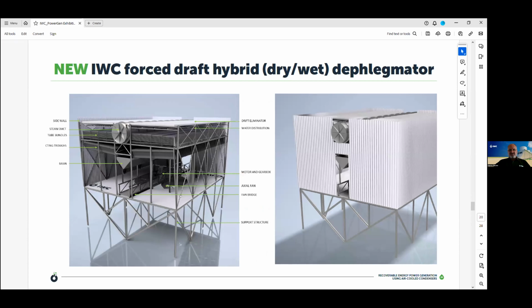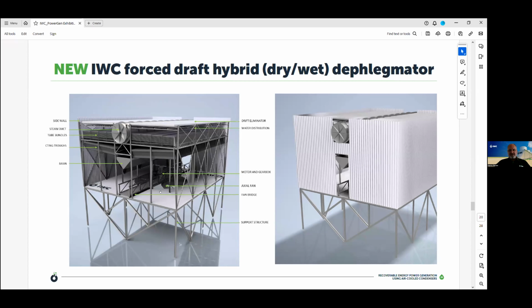So as you can see, this is a 3D render of a forced draft hybrid deflector. So the bundles you'll see here, the steam duct, the bundles, and then one has a water collecting system, a water collecting device which catches the water that's recirculated and guides it into a water basin in order to have it recirculated. And this water collection system allows air to pass through and water to be collected.